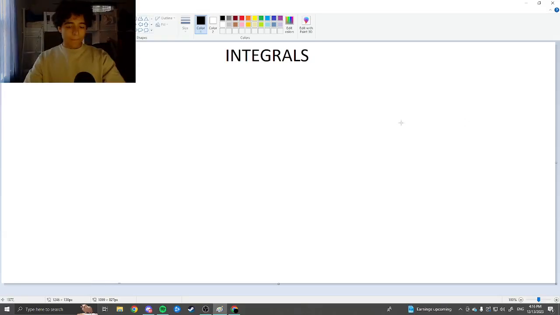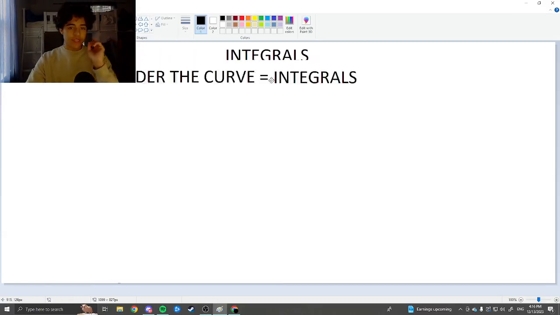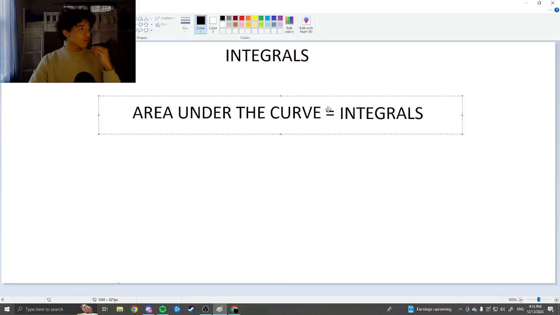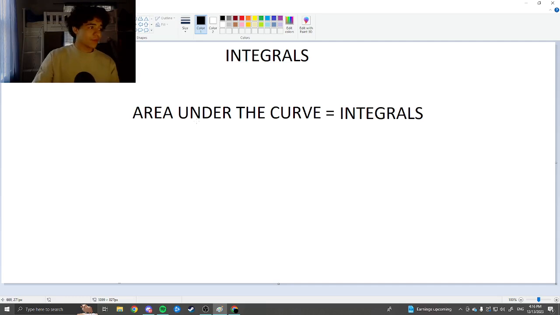So it's very important to know that everything we've done so far with area under the curve is integrals. An integral is the area under the curve. The integral symbol is this. It's a little swoopy. It's like swoop, right? So anytime you see this symbol, you know that you're doing an integral.